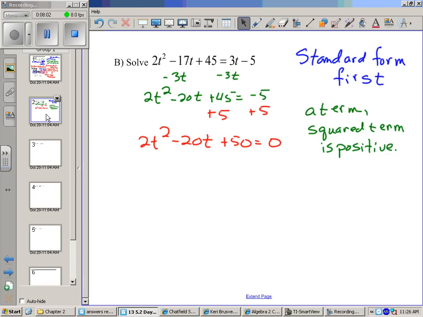At this point, what I want to do is ask, is there something I can factor out? Notice I can factor out a 2. And I end up with t squared minus 10t plus 25 is equal to 0.